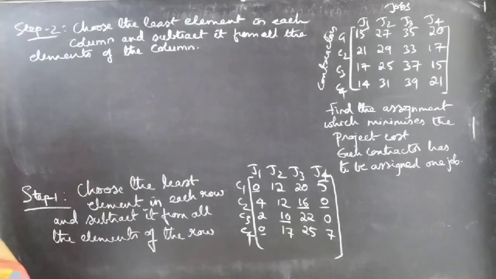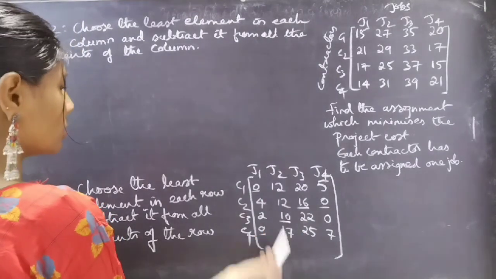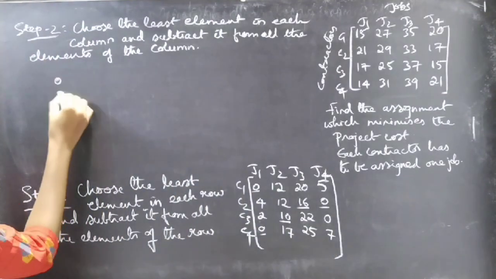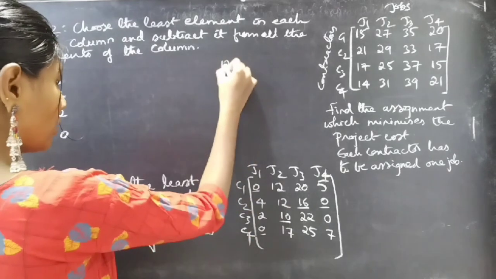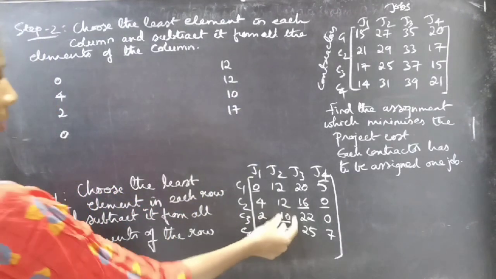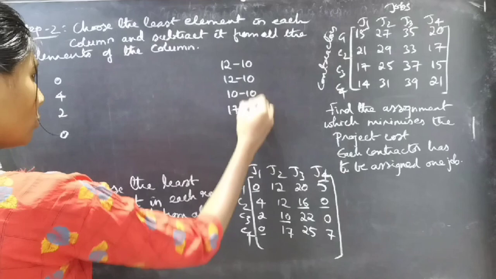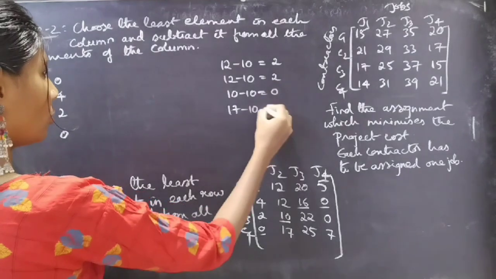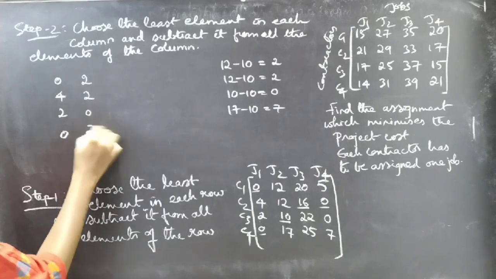Okay, so let's see. In the first column, we have 0, 4, 2, 0, right? 0 minus 0, obviously 0, 4 minus 0, 4, 2 minus 0, 2, 0 minus 0, 0, right? You'll get the same entries in the first column. Coming to the second column, we have 12, 12, 10, 17. You have to subtract the least element from all these entries, right? So subtract all the elements with 10, you'll get 2, 2, 0, 7. Right? In the second column, you'll get 2, 2, 0, 7.